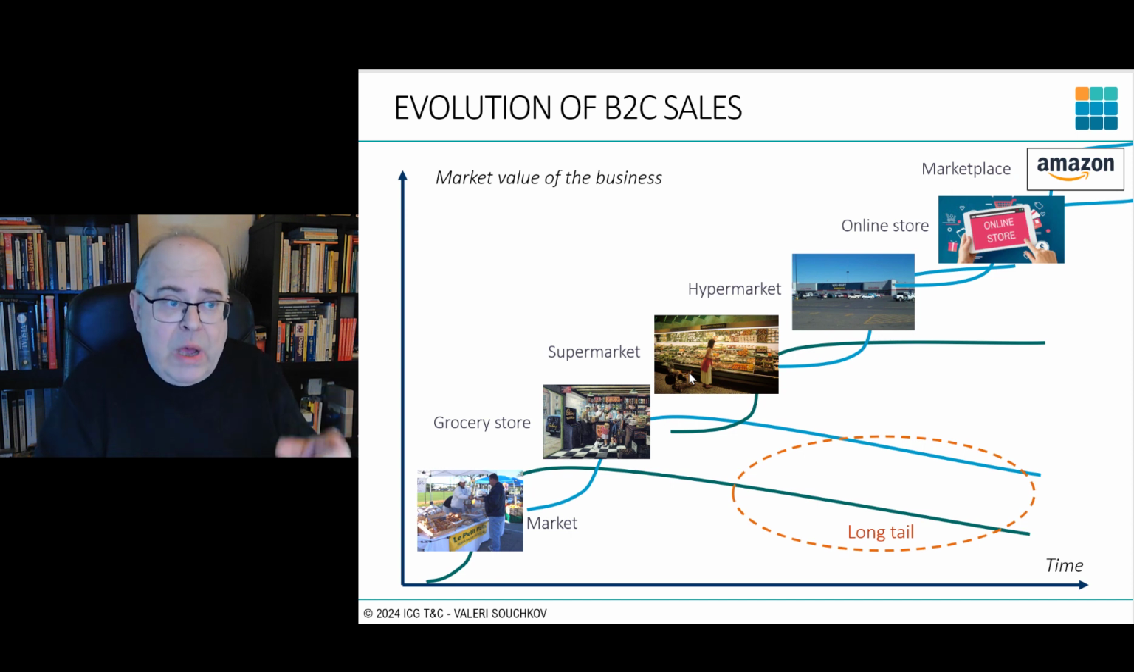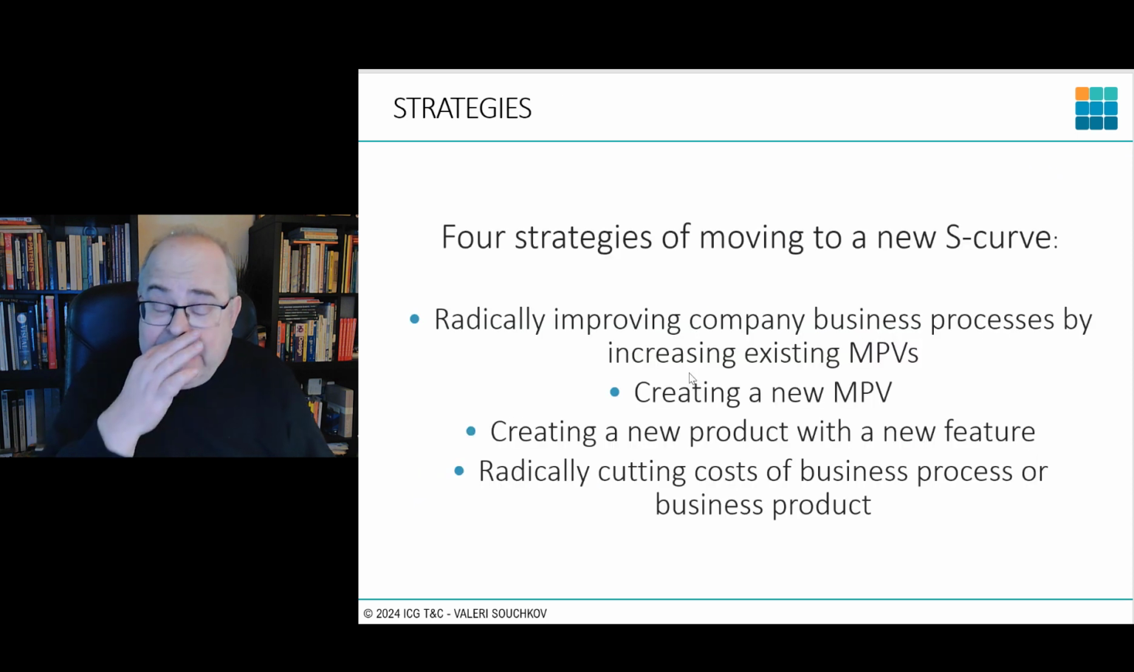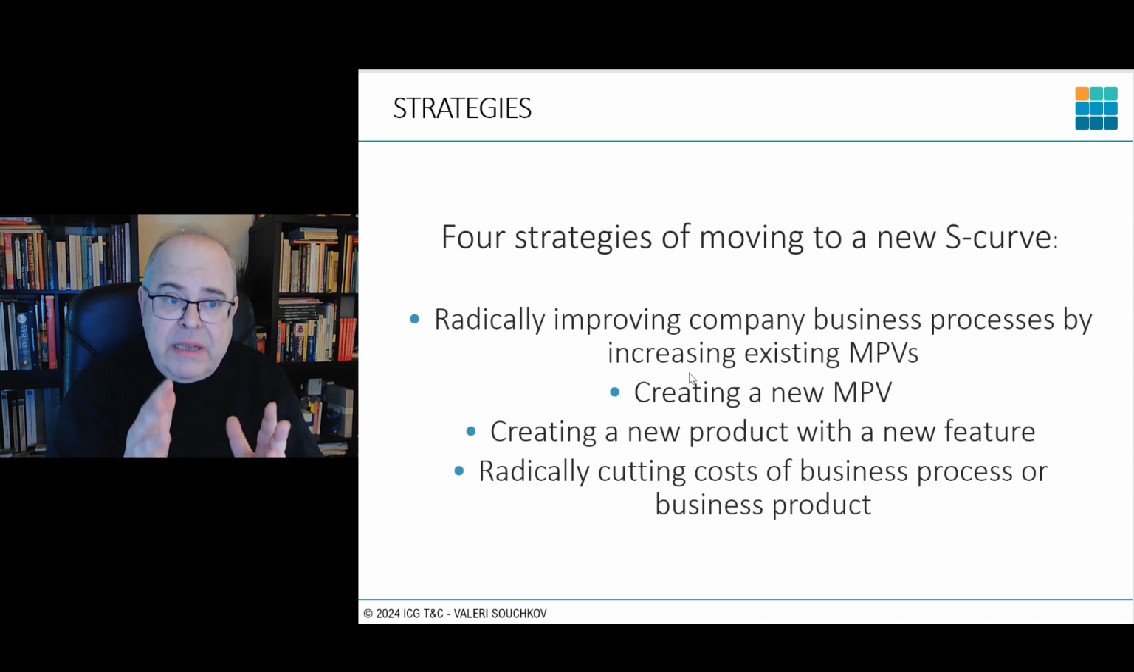But the evolution from one S-curve to another S-curve was a change of a business model. In each of these cases, the evolution happened due to a change of business model. So, I define four strategies of moving to a new S-curve for business systems. First of all, it's radically improving company business processes by increasing existing MPVs. The ratio of increase is very big. Second, you can do it by creating a new MPV.